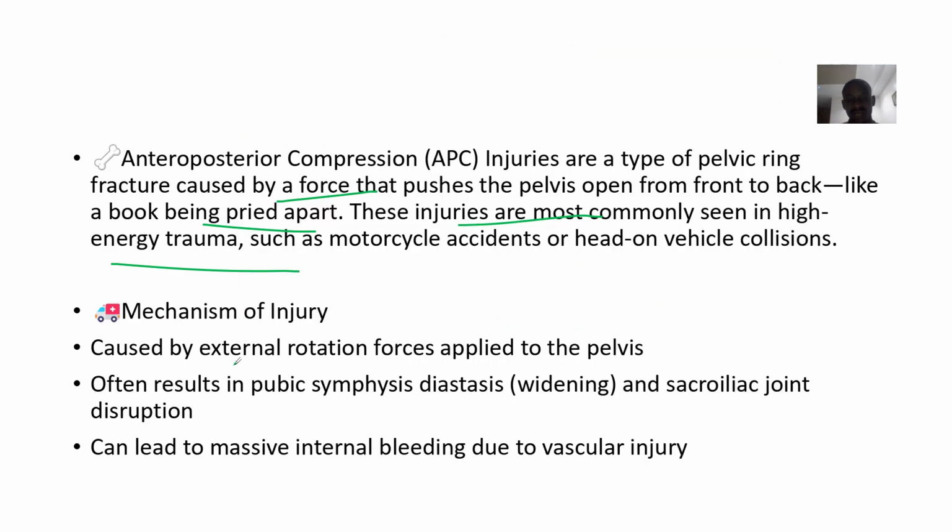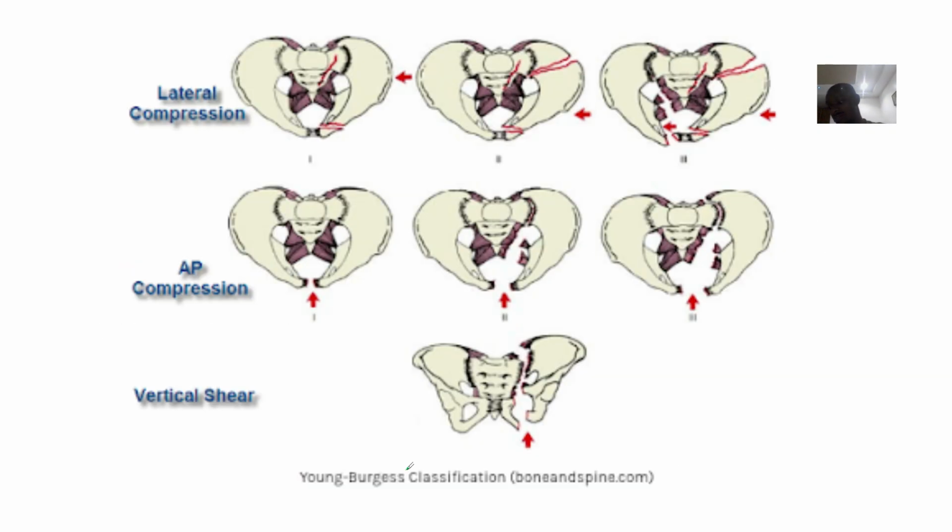It's usually caused by external rotation forces applied to the pelvis, often resulting in pubic symphysis diastasis, that's widening. Right? Can also have a sacroiliac joint disruption. So it could lead to massive bleeding, right? Because a lot of blood vessels in this place will be complicated.